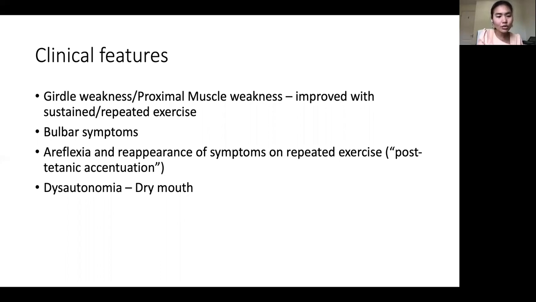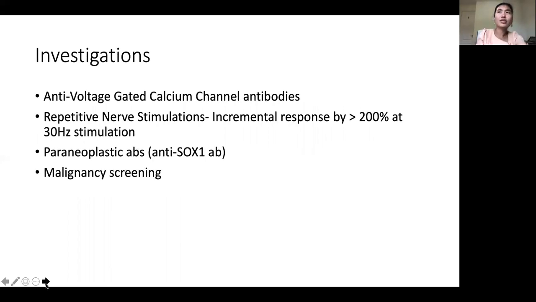So yeah, I'm just going back to the treatment. Oh gosh, investigations. Why? I don't know why I am in a rush.